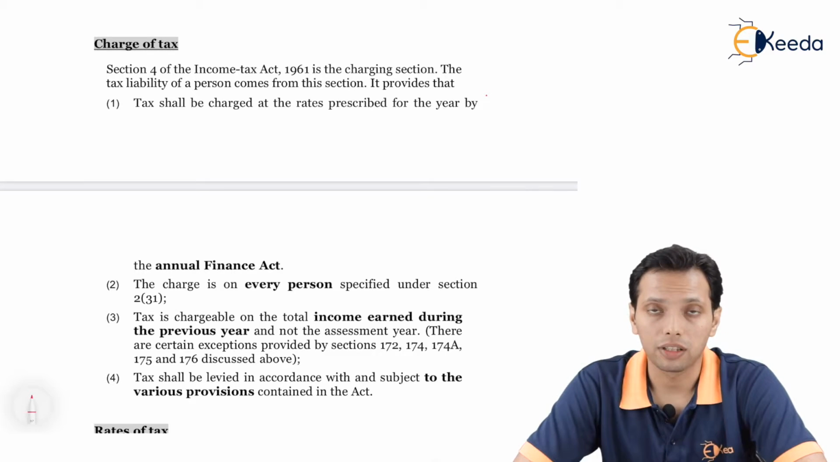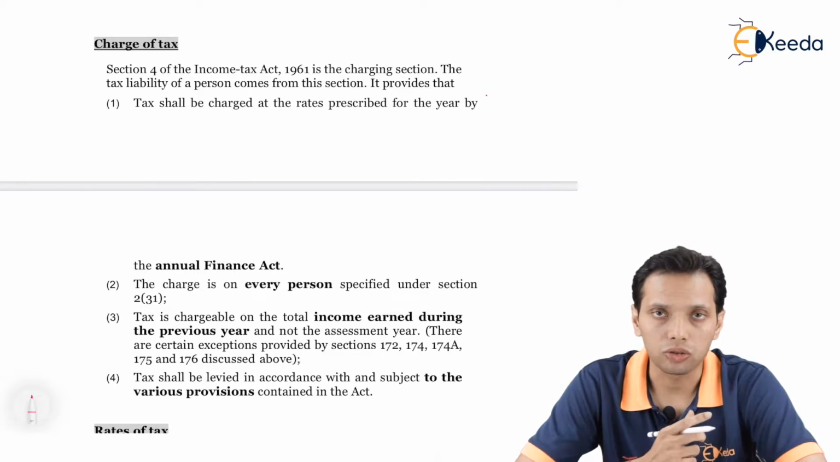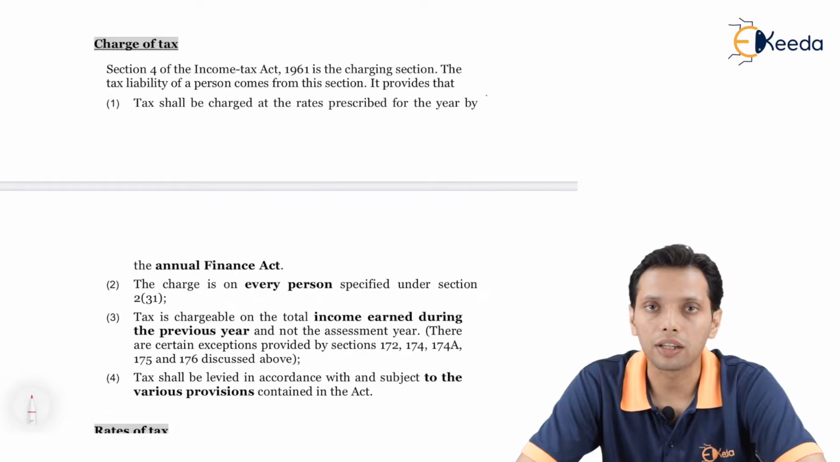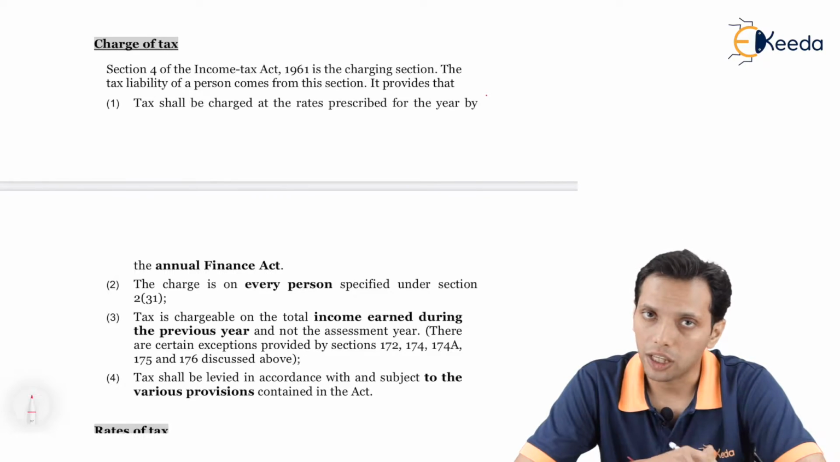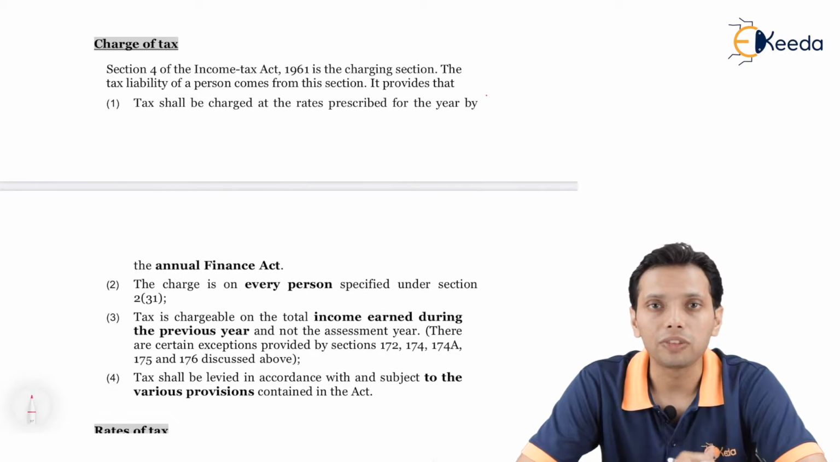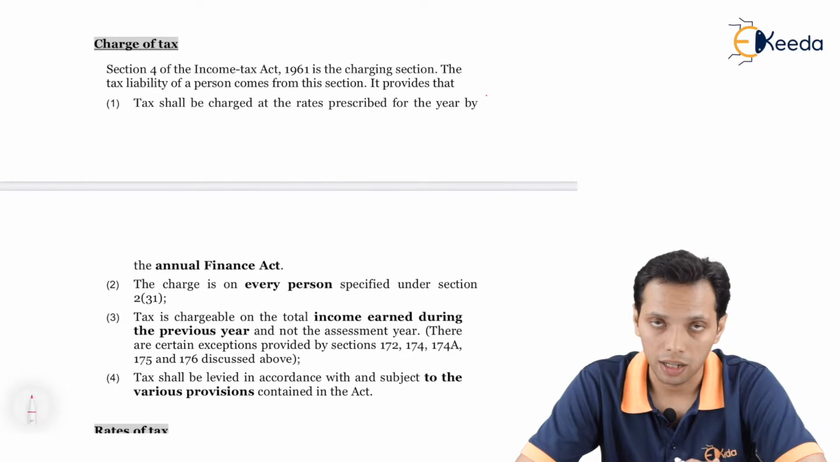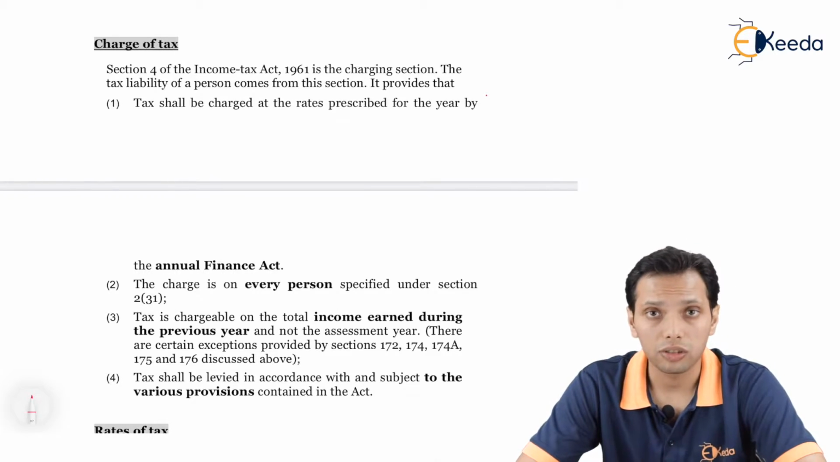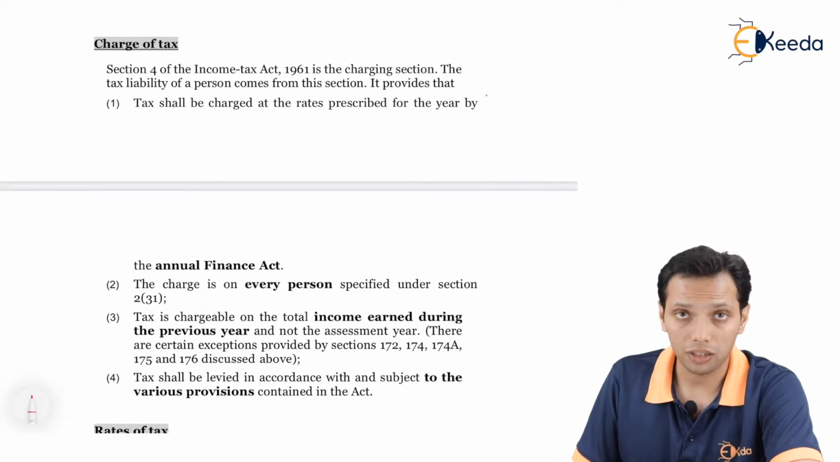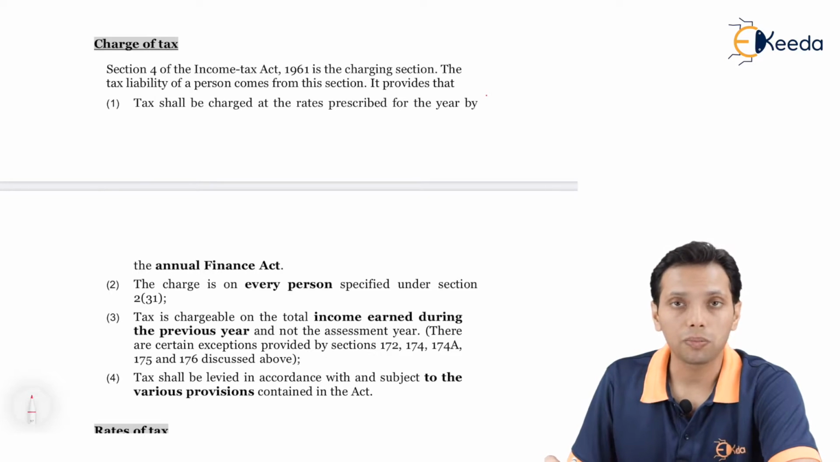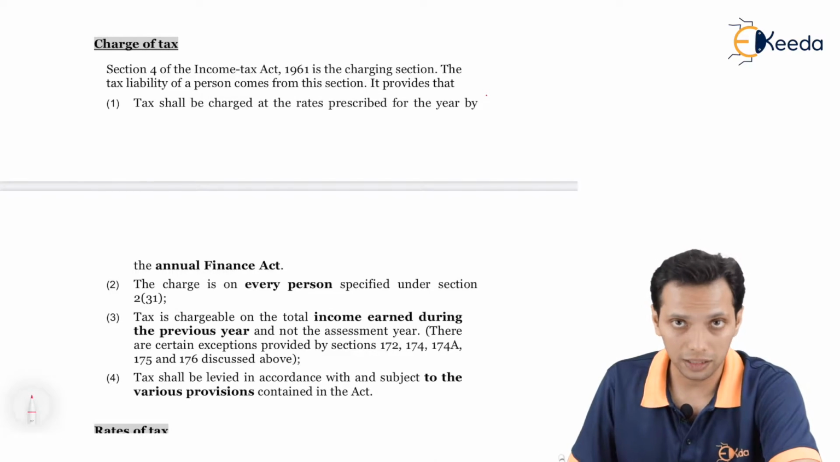So the charge of tax. In the earlier topic we studied what the charging section is. The charging section is already there under the various heads of income, and the prime charging section is section 4 of the Income Tax Act, through which the liability of the assessee is determined. On the screen you can see section 4 of the Income Tax Act is the charging section. The tax liability of the person comes from this section.